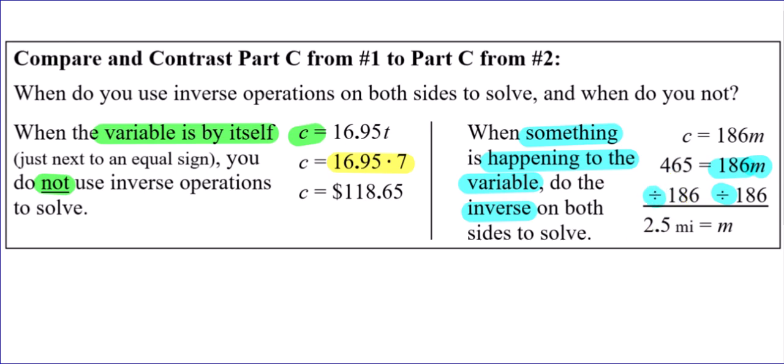The inverse of multiplication is division on both sides to solve. So that's how you know when you're going to have to divide on both sides as an inverse and when you're not. If the variable's by itself, no inverse needed. You're just going to multiply like the right side of the equation says to do. But if your variable's not by itself, if it's being multiplied by a number, then you're going to have to divide by that number as an inverse to get the M by itself.